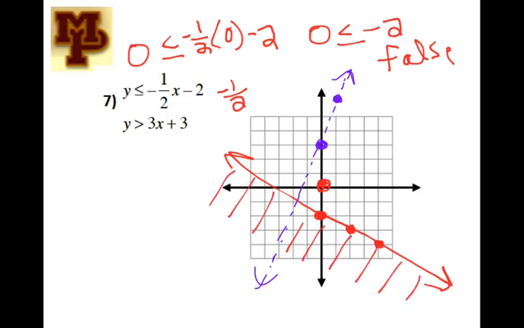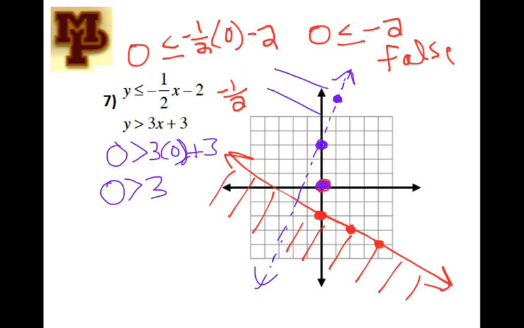And then I'm going to go to the other one here. So I'm going to plug in 0, 0. 0 is greater than 3 times 0 plus 3. So 0 is greater than 3. Is that true? That's not true, so I don't want to shade the side that has 0, 0 on it. I want to shade the other side. So I shade this side.